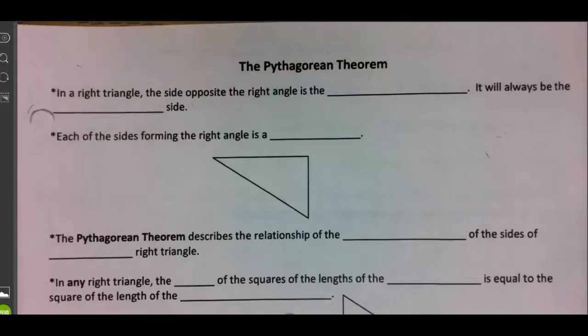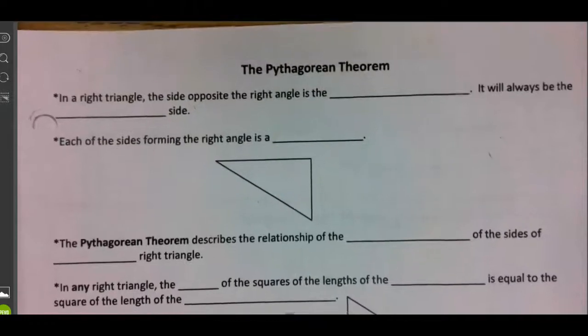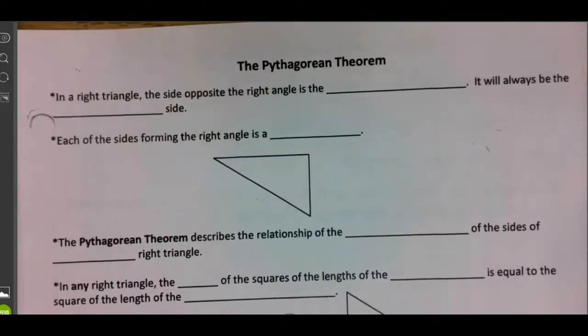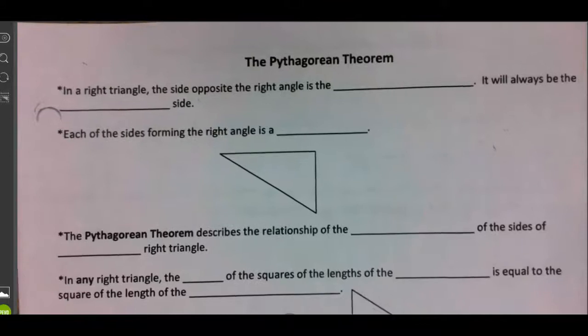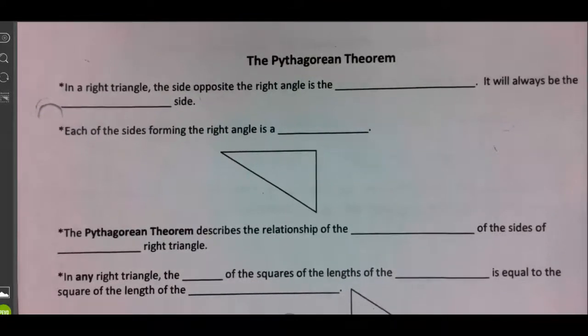So today we're going to talk about the Pythagorean Theorem, and the Pythagorean Theorem is considered by many the most elegant theorem there is in math. It is one that is not only awesome and does so much, but it's also simple. So you're going to like it.